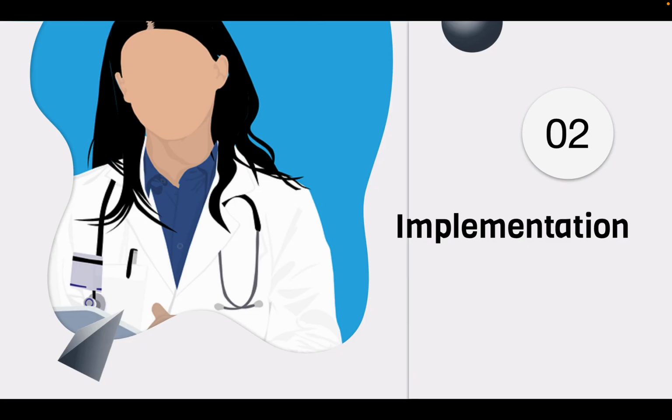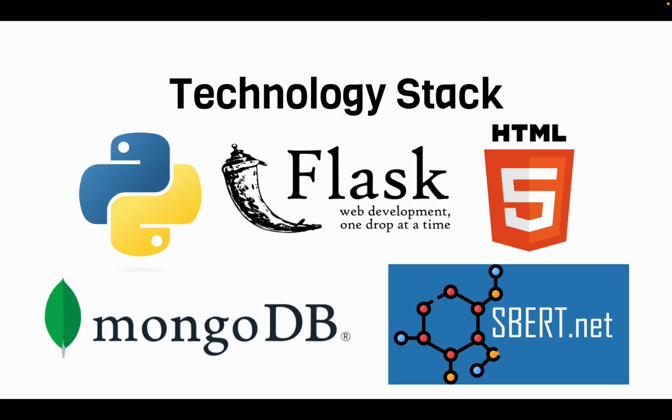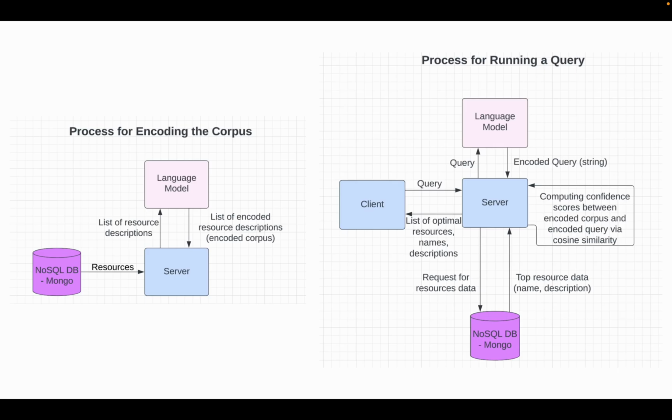Next, onto the implementation. The application was built with a Python and Flask backend, utilizing a NoSQL Mongo database and the Esperant language model for natural language processing. Here we have two architecture diagrams for our system. On the left, we see how the backend is able to encode the database resources into a usable format for our language model. On the right, we see how a user's search query is processed and compared to the encoded database resources in order to return the most relevant ones to the user.